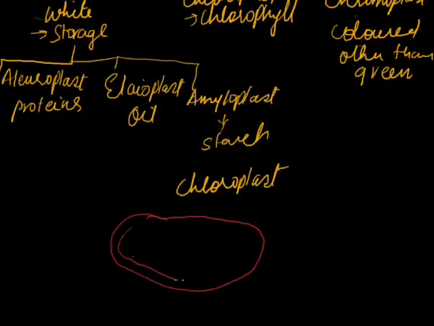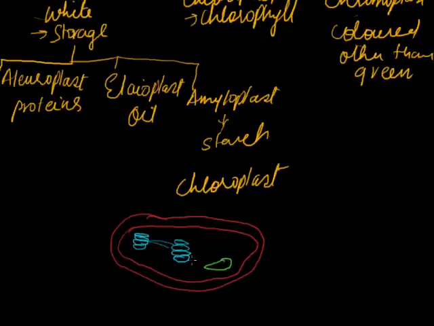It is again a double membranous structure which consists of a bunch of thylakoids that is called grana. These are interconnected with stroma lamella, which are also called Fret's channels. It also consists of starch granules.